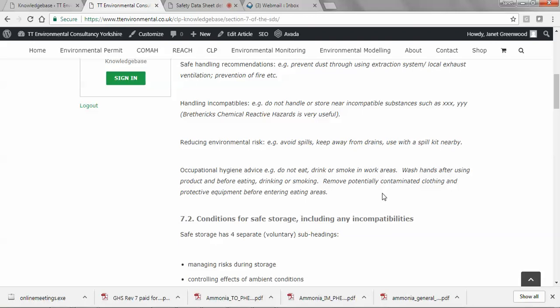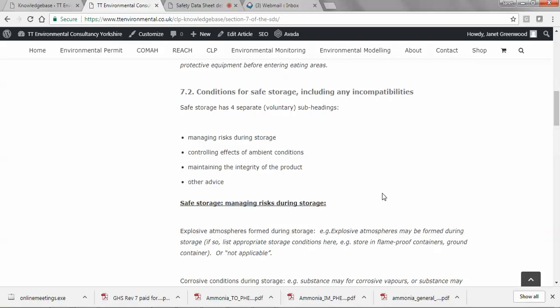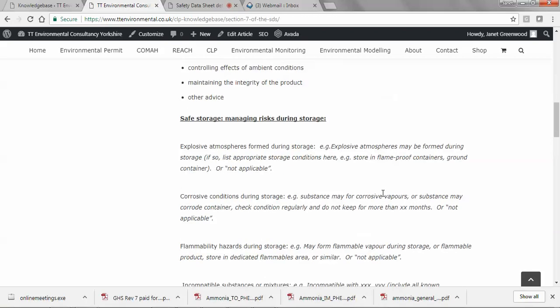Conditions for safe storage including any incompatibilities. This has got 4 voluntary subheadings: managing risks during storage, controlling effects of ambient conditions, maintaining the integrity of the product, and other advice. There are an awful lot of things that can go wrong during storage, and they quite often lead to very nasty accidents. So this is another really important part of what you're describing.